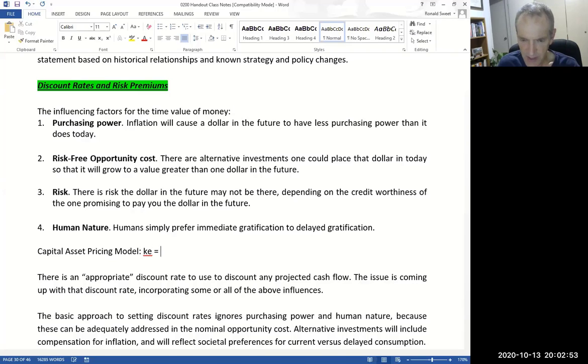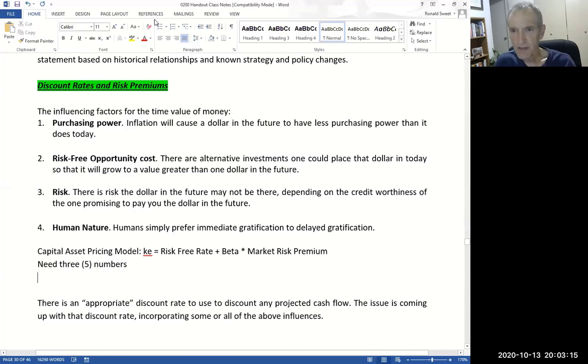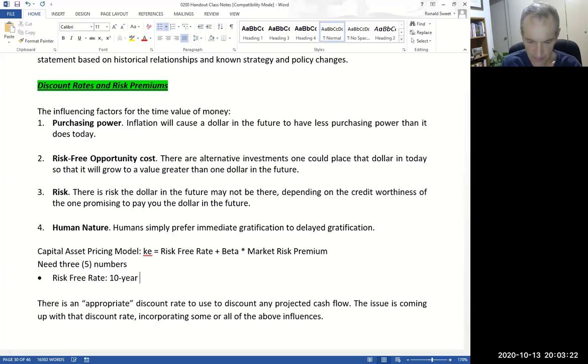The cost of equity equals the risk-free rate plus beta times the market risk premium. So you need 3 numbers. But you really need 5 numbers, and I'll show you why you need 5. So let's think about what we're after. The risk-free rate has traditionally been the 10-year treasury. All right, so that's straightforward.